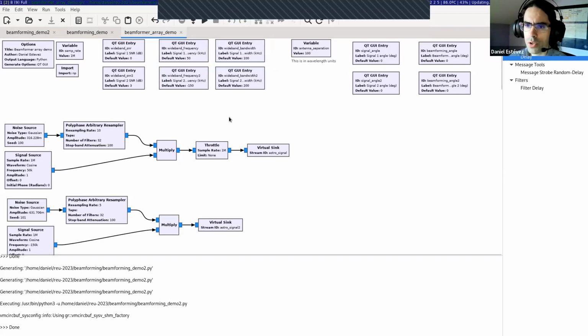So what I'm going to use now is this beamformer array demo. And so far, I've only been focusing on one aspect of beamforming, which is we have multiple antennas. So when we beamform, we add the signals together and we basically improve our signal to noise ratio. And that is equivalent to adding the collecting surface area of all the antennas.